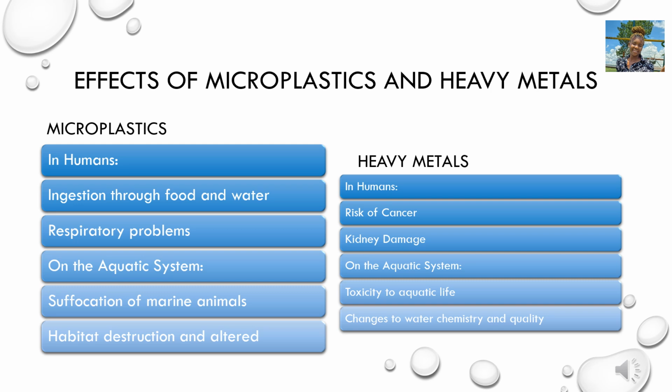Heavy metals like mercury, lead, and cadmium are highly toxic to fish and invertebrates. They can impair reproduction, growth, and behavior, leading to population declines. Exposure to heavy metals can disrupt essential physiological processes, including respiration, osmoregulation, and enzyme function. In humans, exposure to heavy metals can lead to kidney damage, cancer, and reproductive issues.